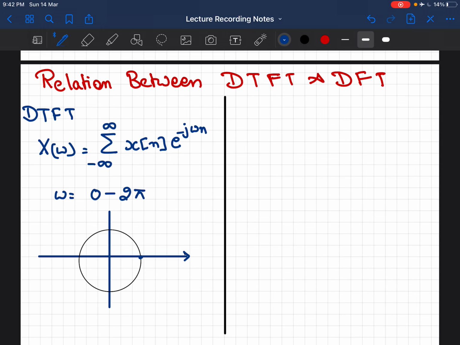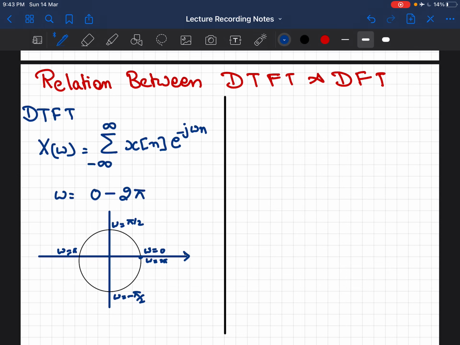Now when we are talking about my discrete Fourier transform, what happens is, this is my omega equals 0, omega equals pi by 2, omega equals pi, and omega equals minus pi by 2. And this is when omega reaches 2 pi. So it's from 0 to 2 pi.